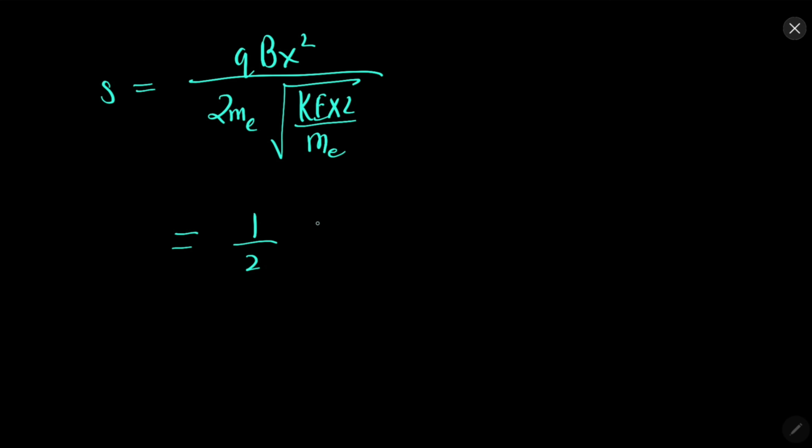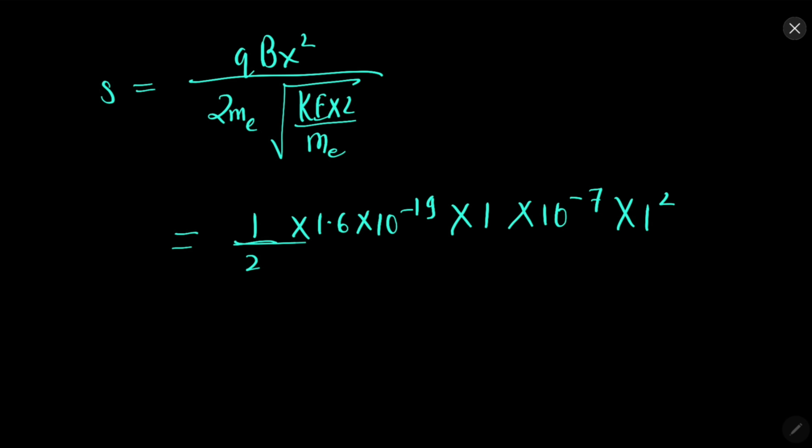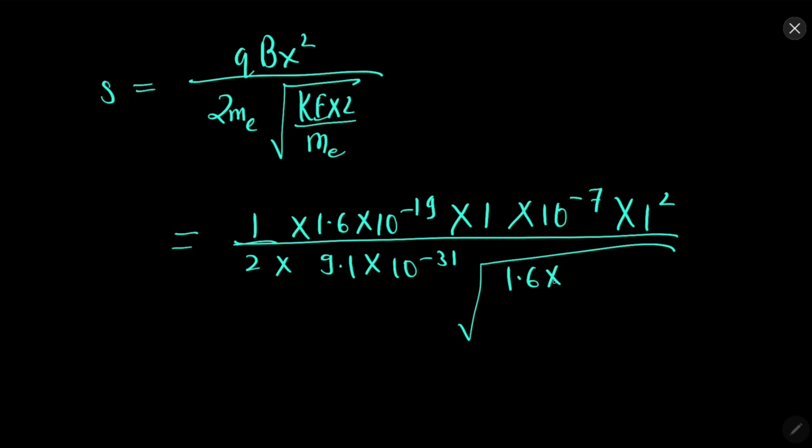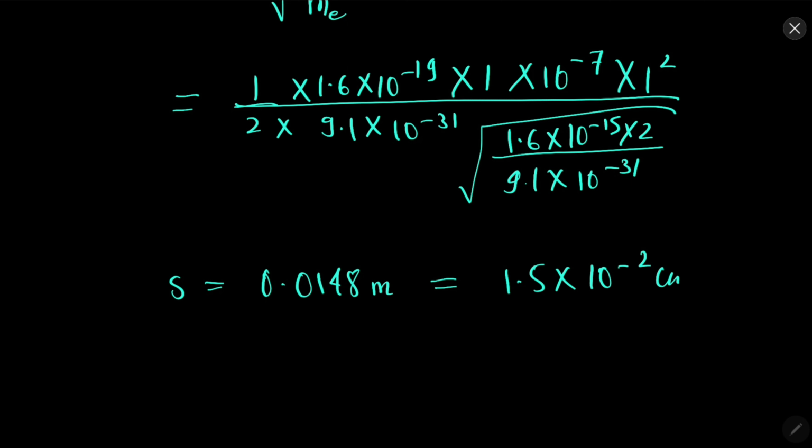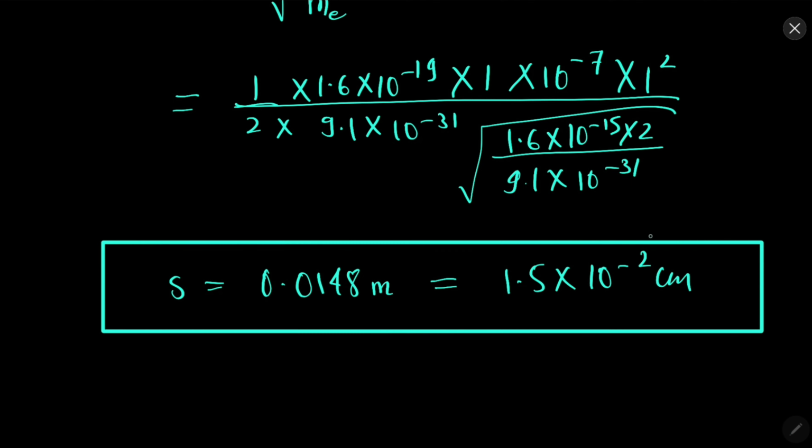So once you put all the values, all these values are there. Solving this, displacement will come out to be 0.0148 meters or 1.5 into 10 to the power minus 2 centimeters. This will be the displacement.